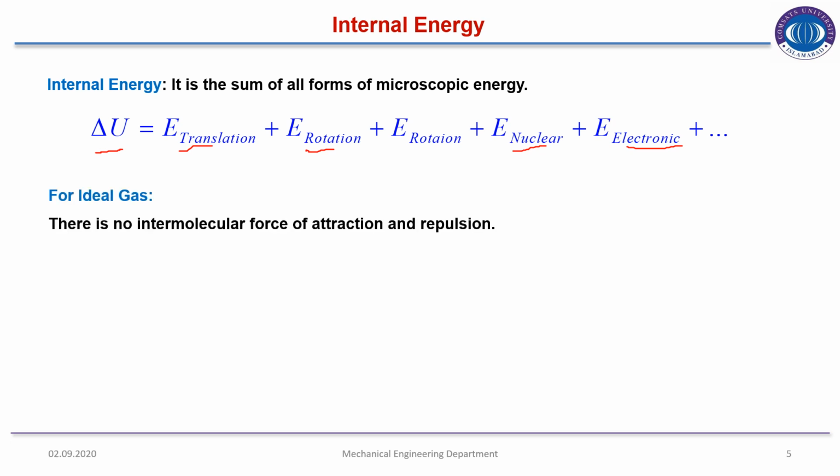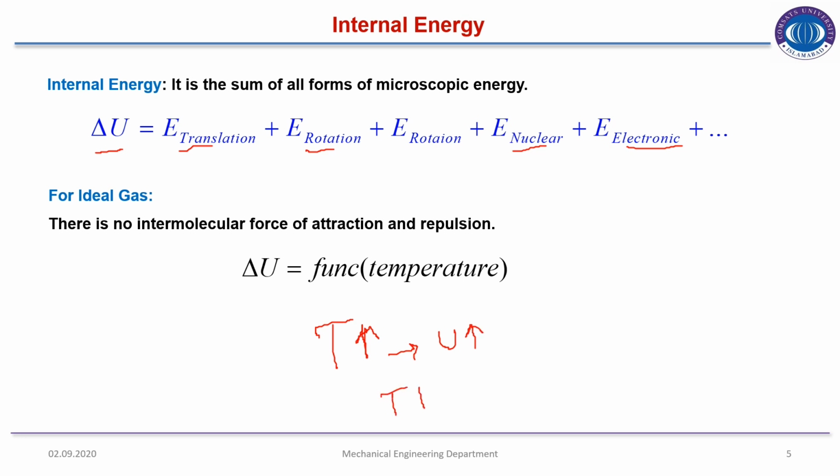For ideal gas, there is no intermolecular force of attraction and repulsion. Here we have to remember that the internal energy is a function of temperature only. So if the temperature is increased, that implies that internal energy will also increase, or if there is a decrease in the temperature, this implies that the internal energy will also decrease.